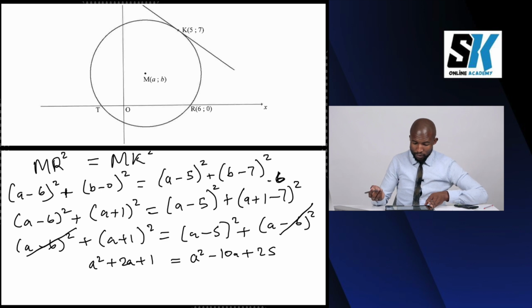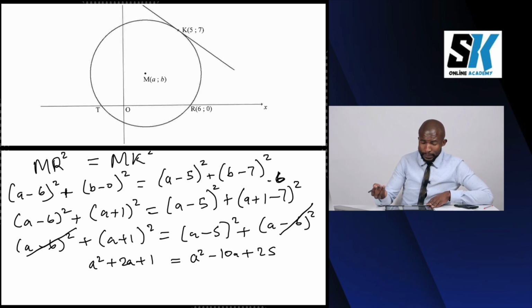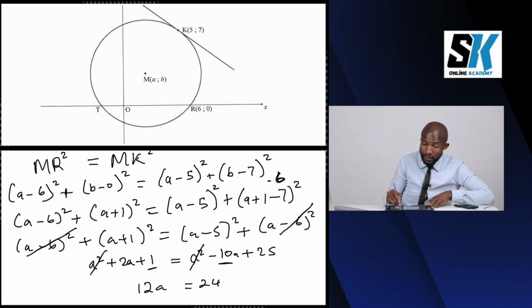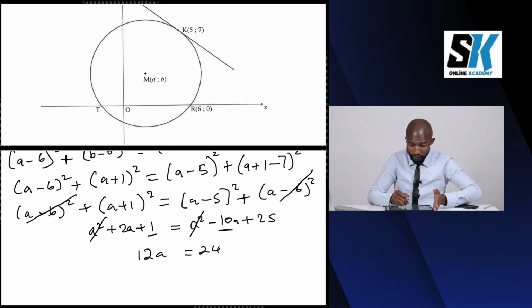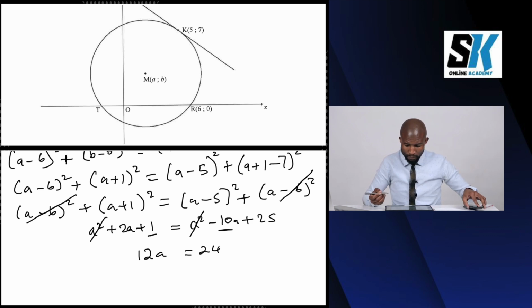So we are closer to getting our A value. Using our algebra, the A squared and the A squared cancel, and if you take the negative 10A to the other side, you're going to have 12A on this side. Then the 1 and the 25: if you take 1 to the other side, you're going to have 24 on this side. So you're going to have 12A being equal to 24.